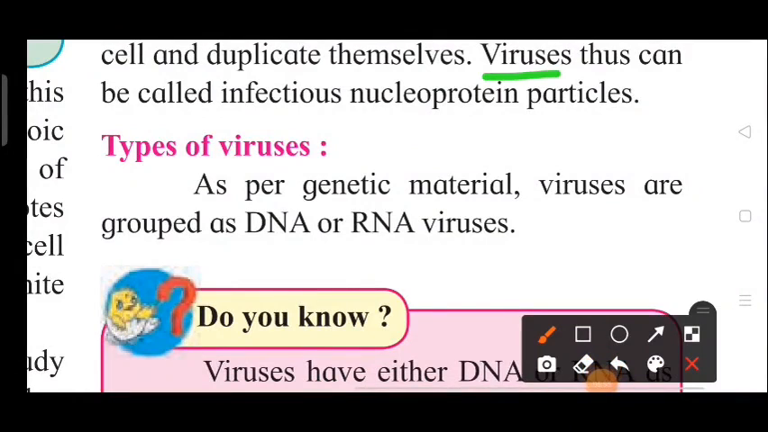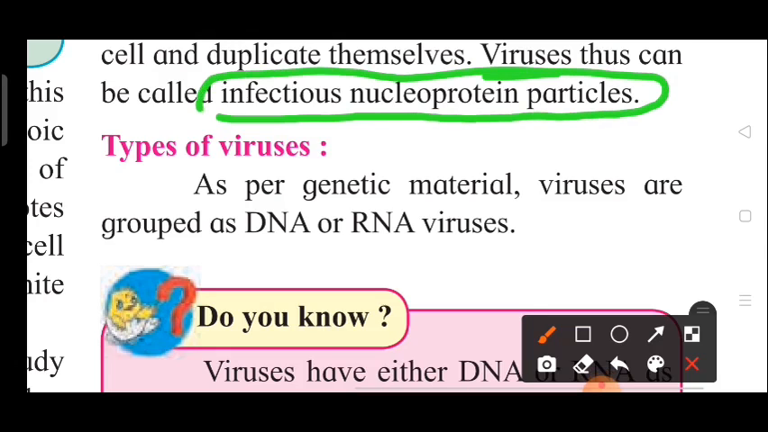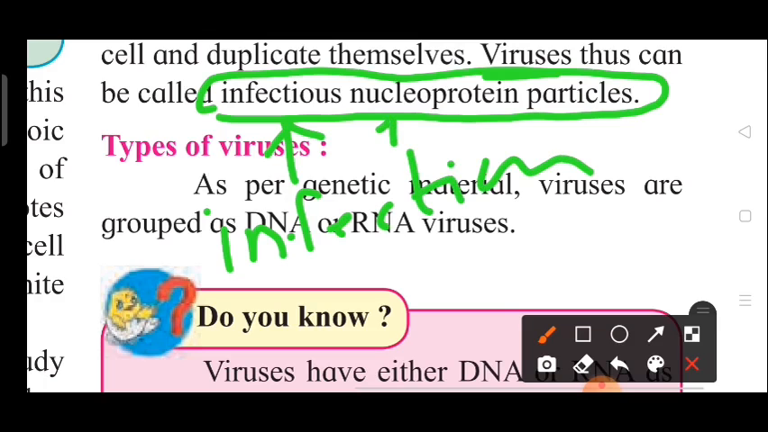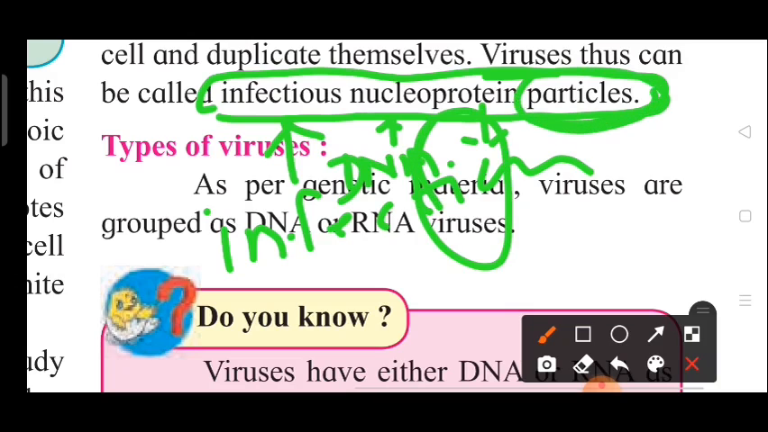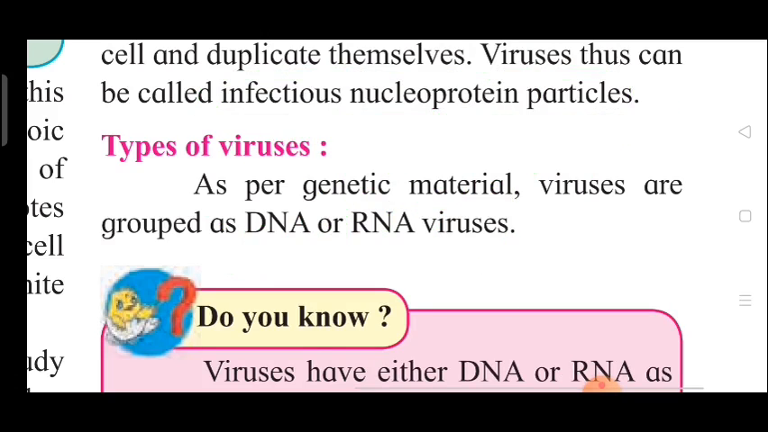Viruses thus can be called infectious nucleoprotein particles. These are infectious, they can cause infection, because these are pathogens. These are nucleoprotein, they have a nucleic acid, DNA or RNA, and a protein, that is the protein coat, capsid, and these are called particles because outside the cell they become inert. So these are infectious nucleoprotein particles.